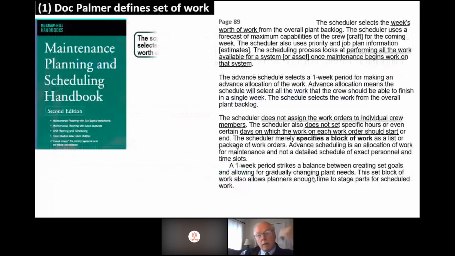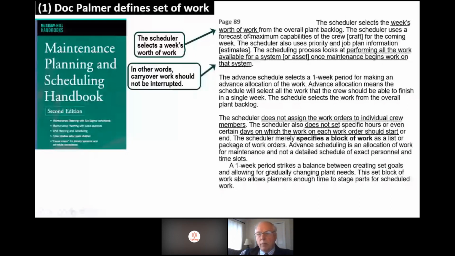So this is the Doc Palmer book. I'm now addressing the 5 issues. Number 1, Doc Palmer, there's his picture of his book. And this is page 89 in that particular book. And so there it is. These are his words, weeks worth of work. In other words, carryover work should not be interrupted.